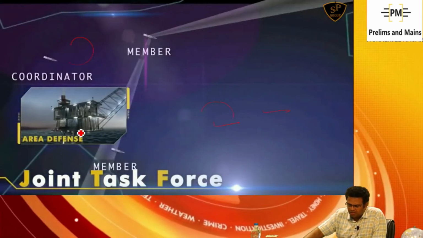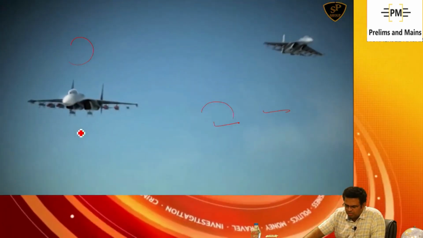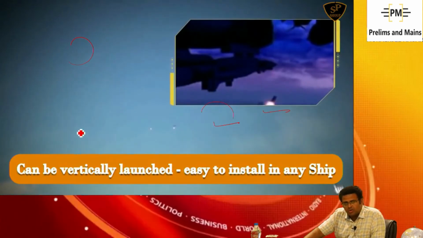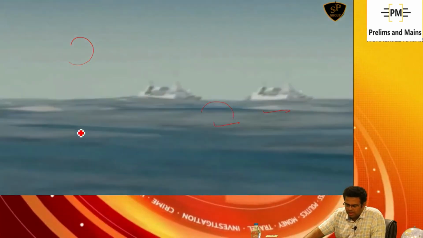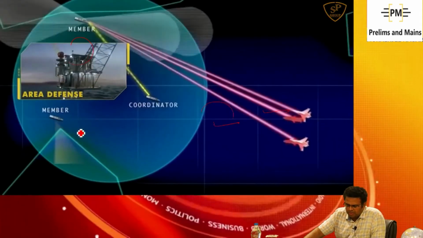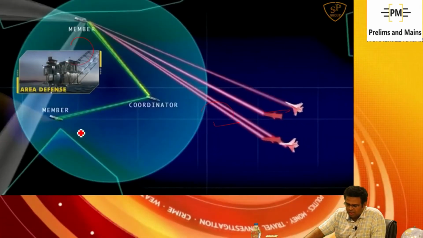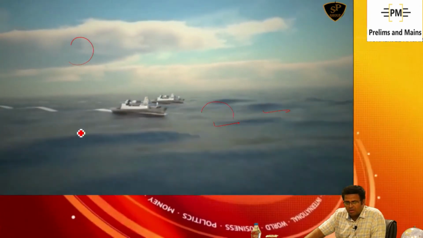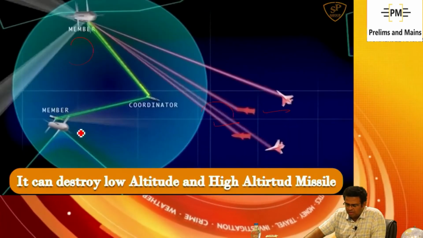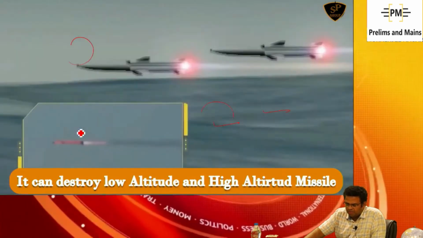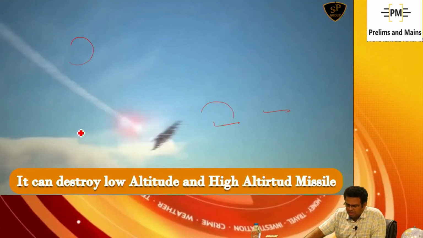It can work in a joint task force. If there are two or three destroyer ships in the Arabian Sea, they can work together and also easily defeat the enemy with the help of Barak. So the Barak is one of the best sea-to-air, also surface-to-air missiles, and it can target in the range of 100 kilometers, and recently we are going to get a 150 kilometer range also. This is Barak 8. From anywhere, if a large number of aircraft are coming and their missiles are coming, then they can target the missiles, they can target the aircraft.